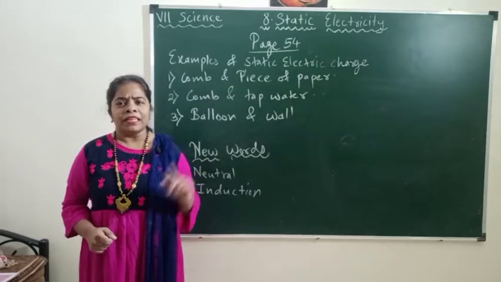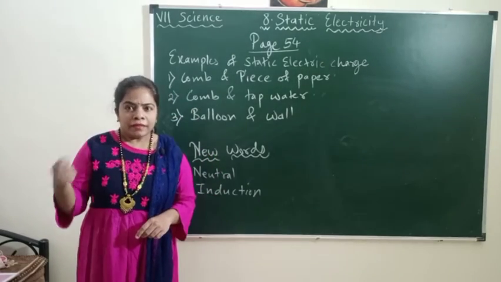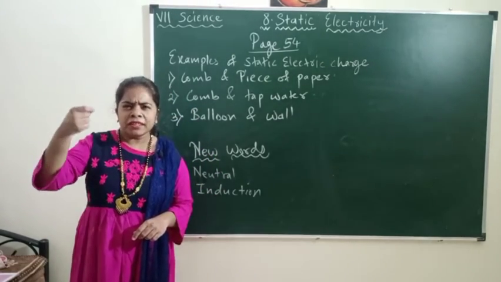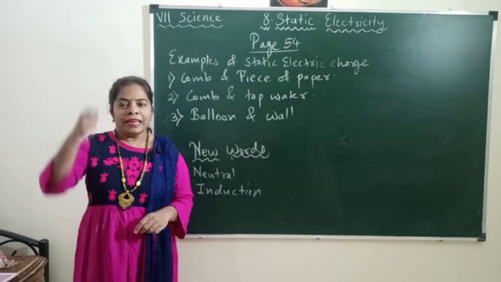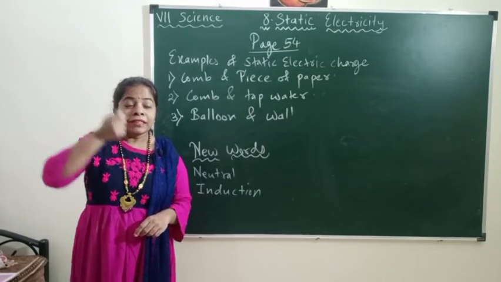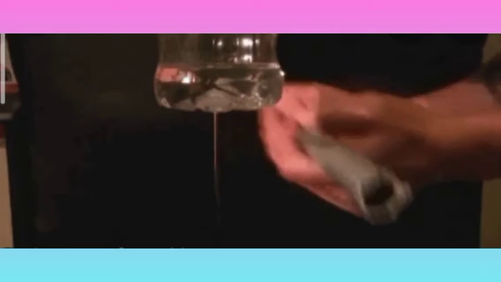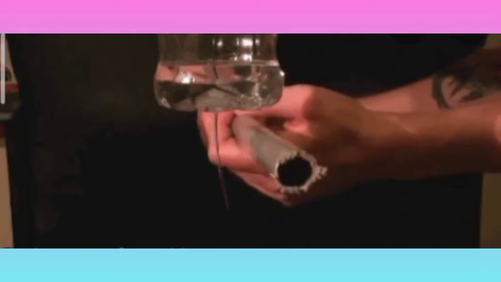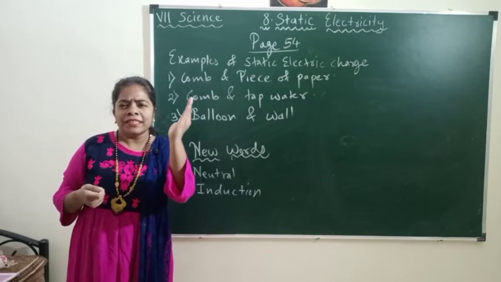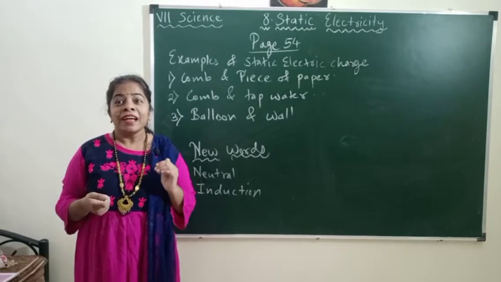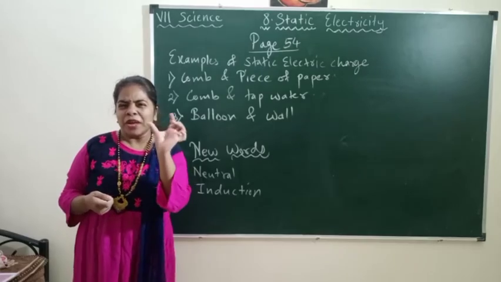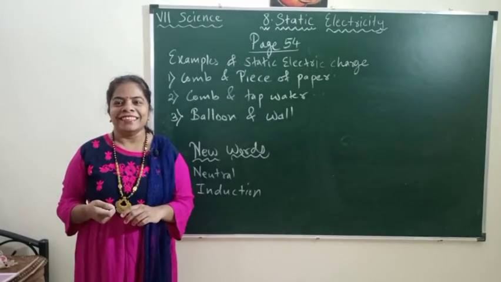Next example given is the comb and tap water. Let the tap water have a very thin stream of water and then bring a rubbed comb near the stream. You will see that the water is slightly moving towards the comb. You have to be very careful in this observation, children.